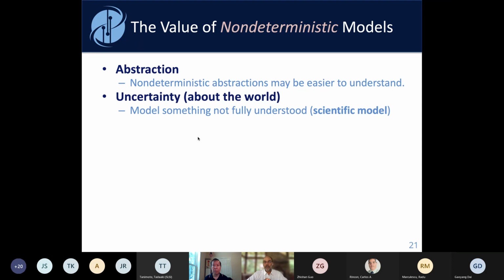Non-determinism is also useful when you have uncertainty about the world around you, or about the system, about the physics, about the physical environment. So you may need to model something that is not fully understood. So for example, if you have a cyber-physical system that has a human in the loop, it's probably not a reasonable expectation to construct a deterministic model of the human. Behaviors of humans are very difficult to model, and so you may be really much better off with a non-deterministic model.